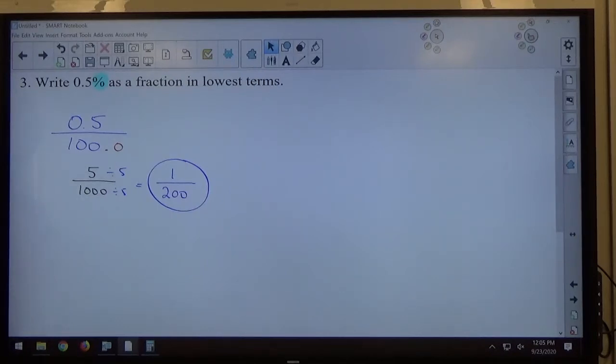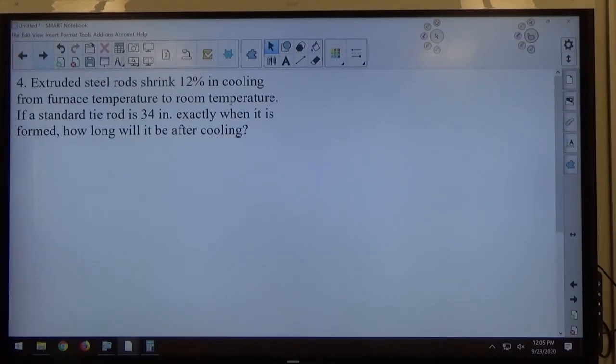All right, number 4. Turn the page, all of a sudden they put word problems on you, right? Like, this is an easy test. Oh no. Anyway, extruded steel rods shrink 12% in cooling from furnace temperature to room temperature. The standard tie rod is 34 inches exactly when it is formed, how long will it be after cooling?